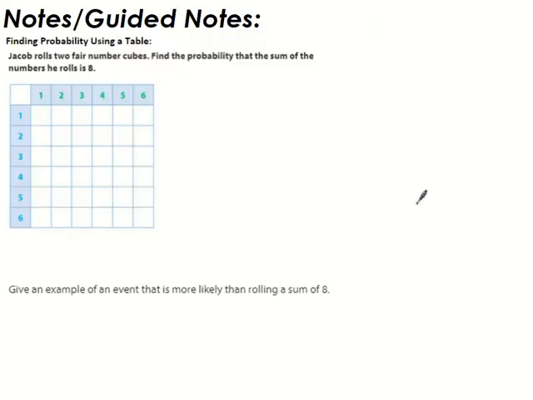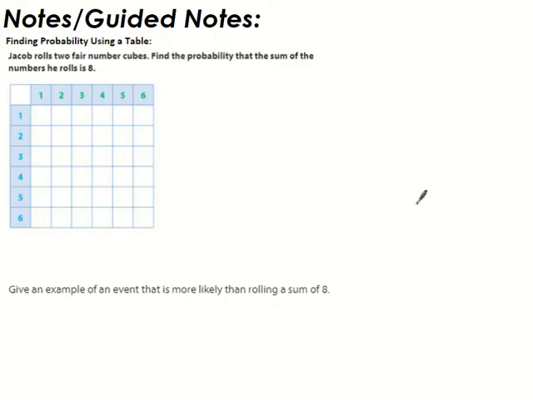So we're going to find a probability using a table first. And the reason we have to do this is because with theoreticals, we don't know what could happen. It's not like experimental, where we know this and this have happened. We need to figure out where and how many times this possibly could happen.